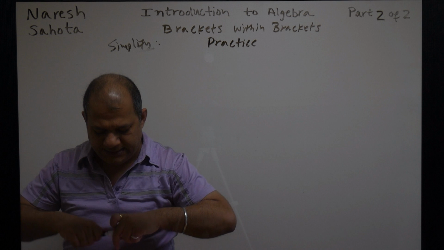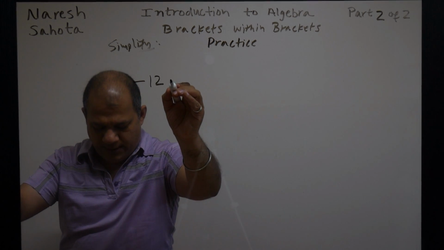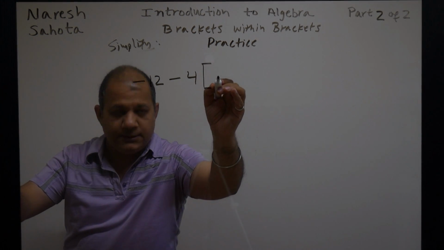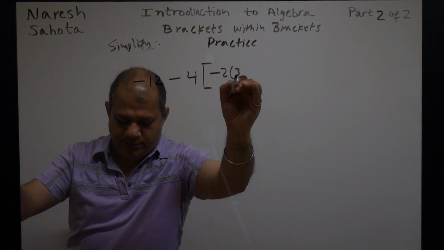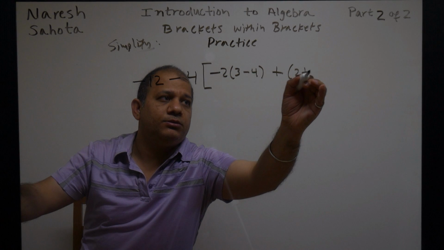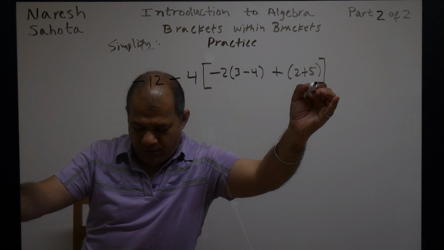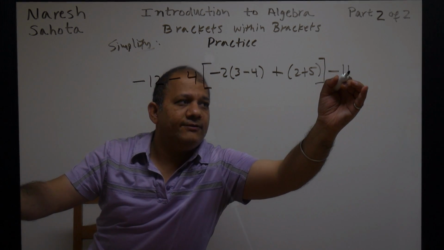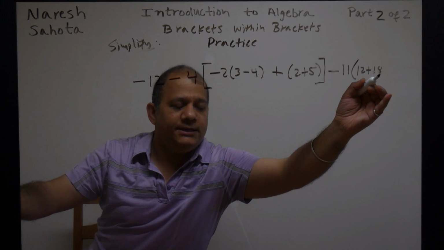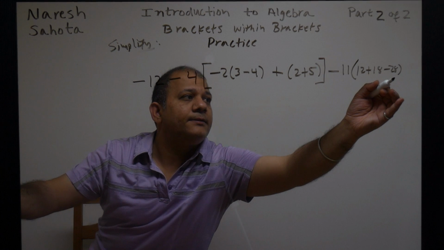Okay, so next example is negative 12 minus 4, then we have square bracket, negative 2 times 3 minus 4, then we have plus 2 plus 5, square bracket, minus 11 times 12 plus 18 minus 28, close bracket.